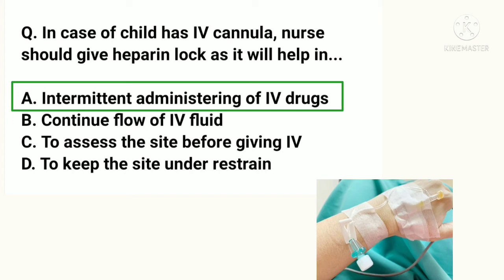Heparin lock is a device attached to an intravenous catheter to prevent it from clotting. It is useful during intermittent administration of fluid or drugs by inhibiting clot formation in the cannula. Continued flow of IV fluid will not require heparin lock.